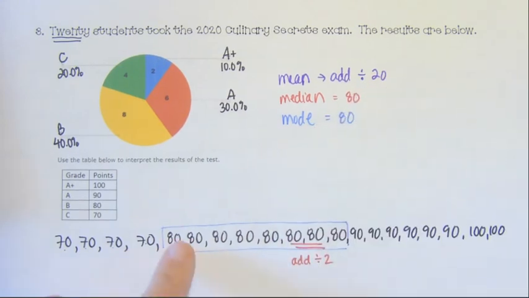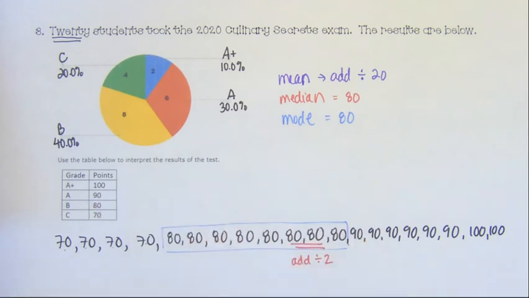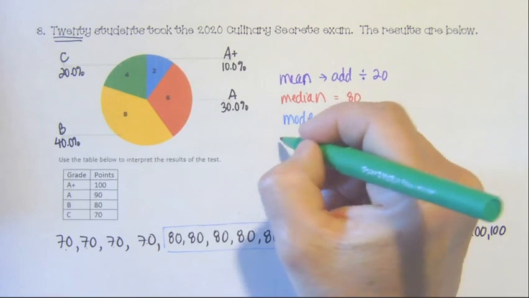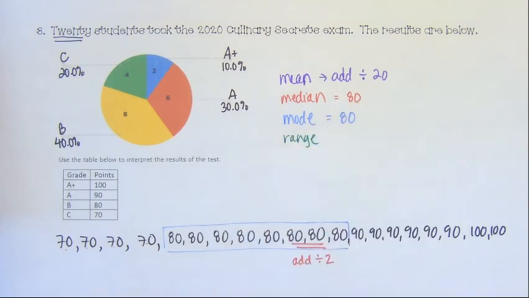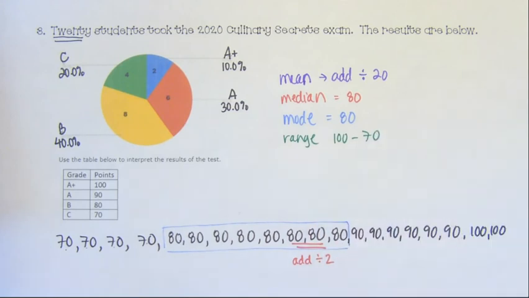This is why we were telling you guys to use number values for your project, because if you stick with letters, it's going to be tricky. And then finally the range, that's where you take the biggest number, which is 100, minus the smallest number, which is 70. All right, I know that one was a little bit weird. Let's go on to number 4.